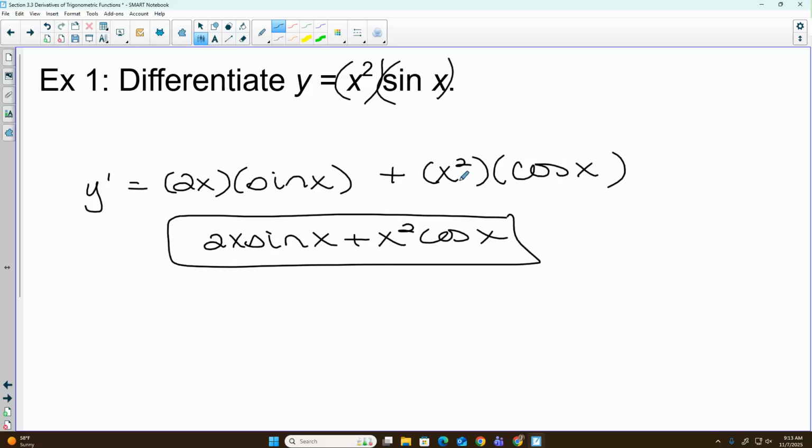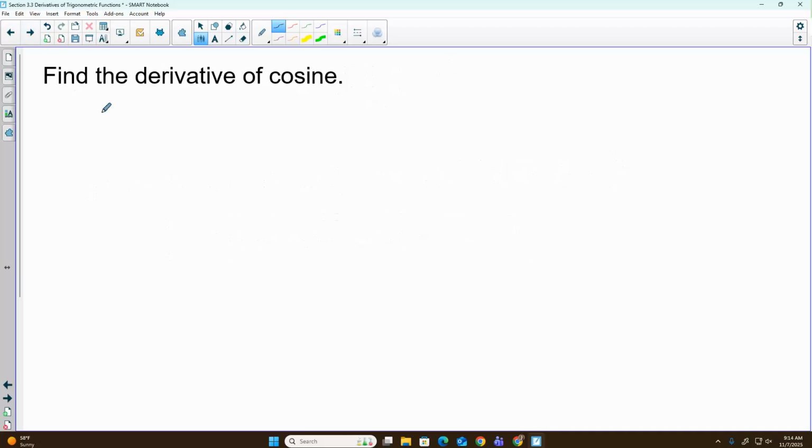Would you guys like for me to prove the derivative of cosine? If you want to see it, I'll do it. If you don't want to, I won't. It's the same process. You guys want to see it? You're good? You're just going to trust me if I tell you what it is? You would do the same thing.